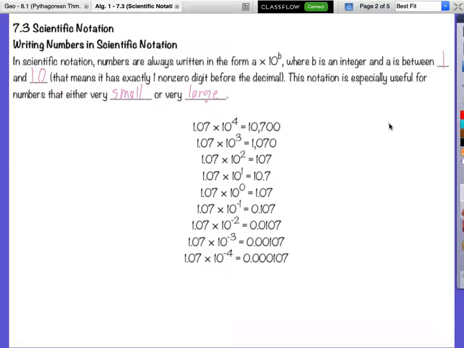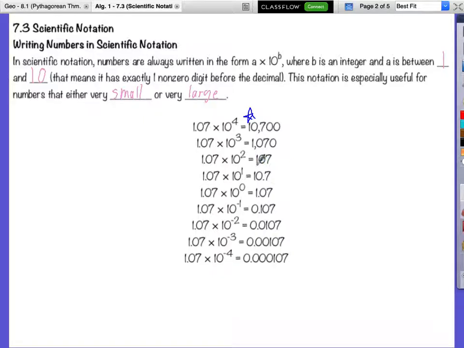Okay. How many numbers follow the 1? Okay, let's try that again. How many numbers, in this first example here, wherever my pen's at, follow this 1? 4. And what's the exponent? 4. And this one down here, how many numbers follow the 1? 3. What's the exponent? 3.